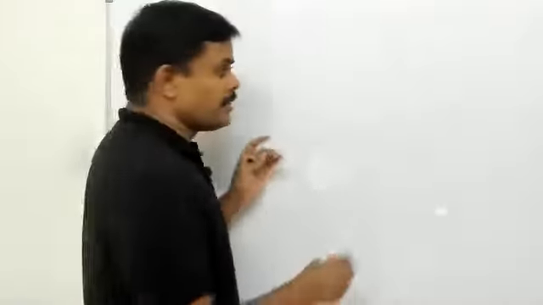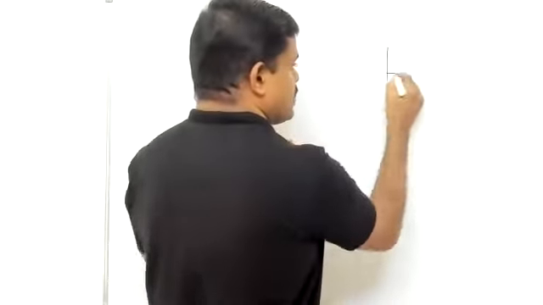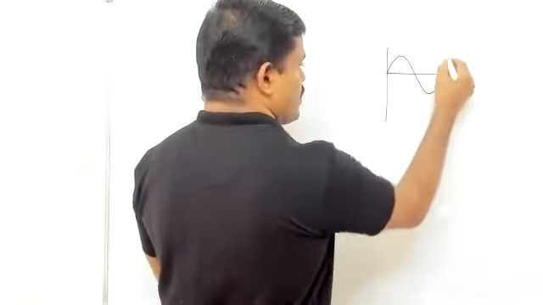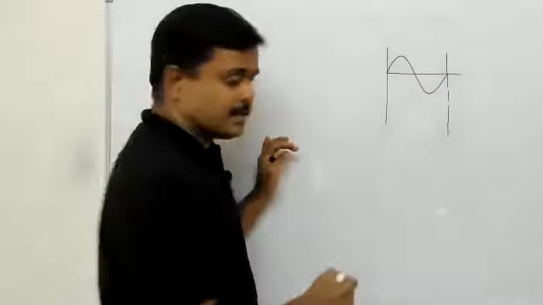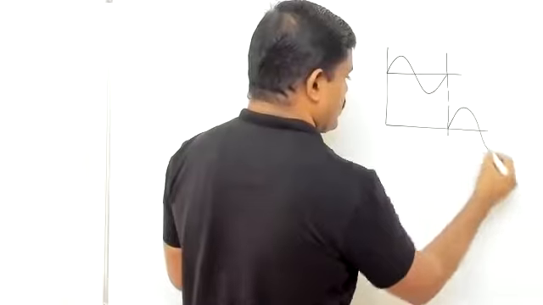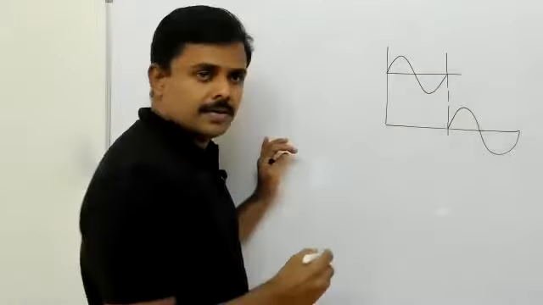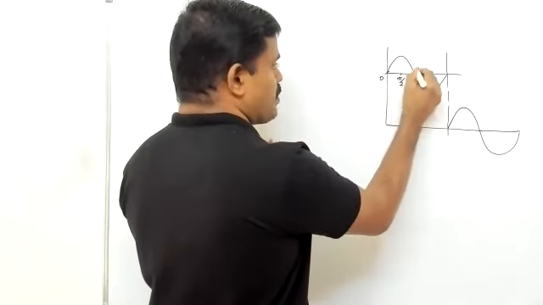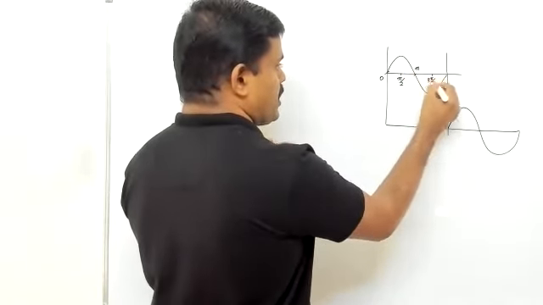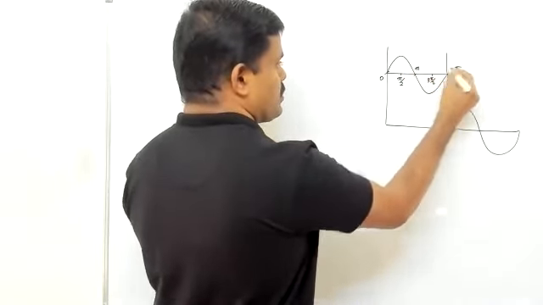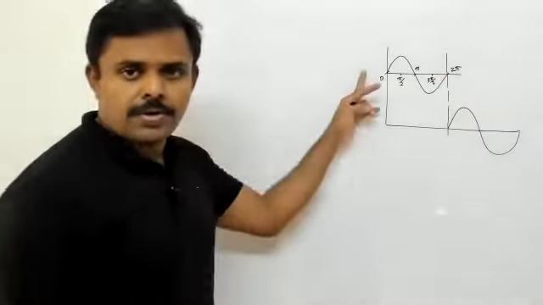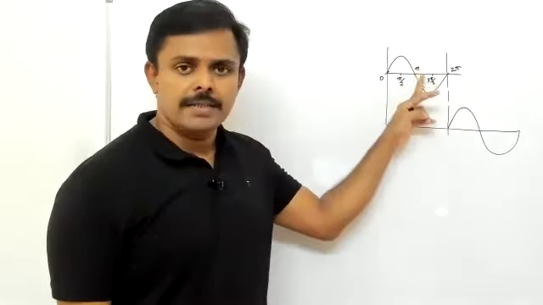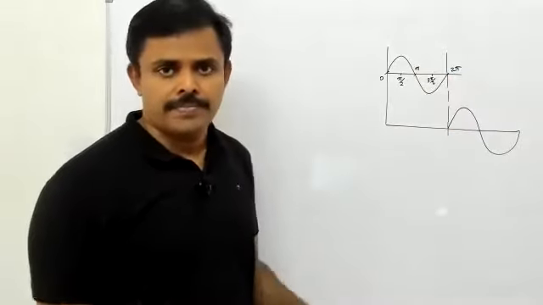We have one more concept left here. I'll tell you. I have a wave here. The wave is drawn like this. And I have a second wave that is starting over here. This point is 0. This is pi by 2. This is pi. This is 3 pi by 2. This is 2 pi. All right. 0, pi by 2, pi, 3 pi by 2, 2 pi.